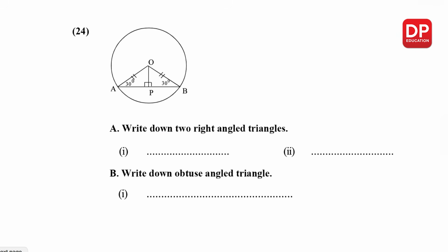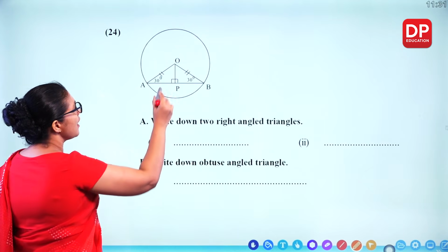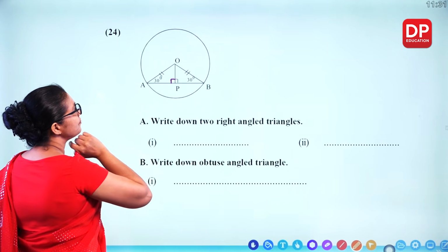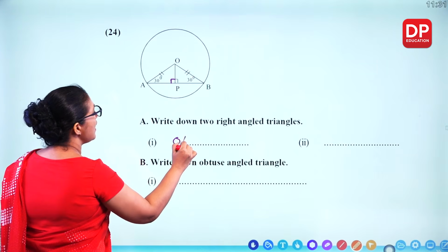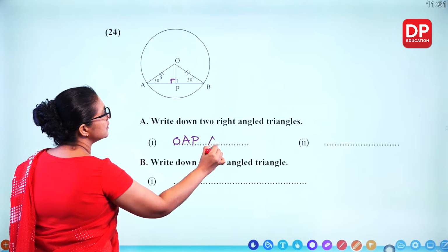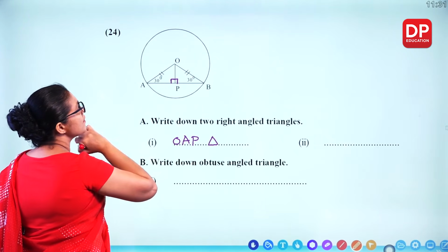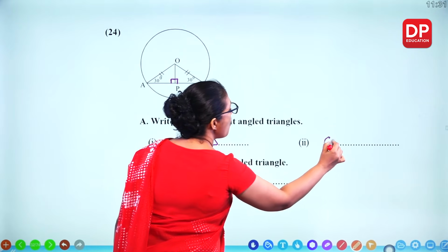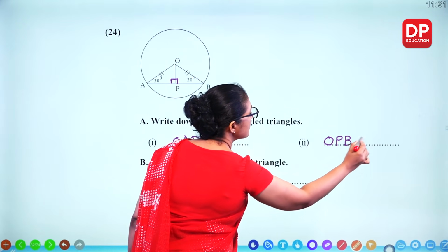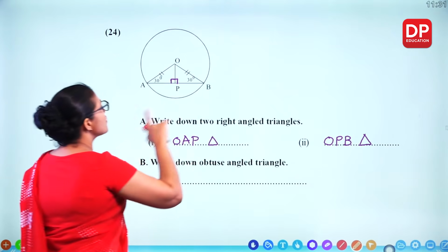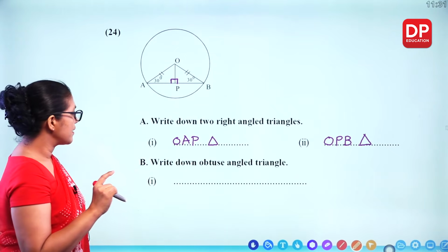Look at this diagram. Write down 2 right angle triangles. Can you see this is 90? OAP triangle. This is also 90 given. OPB triangle. Those are 2 right angle triangles.